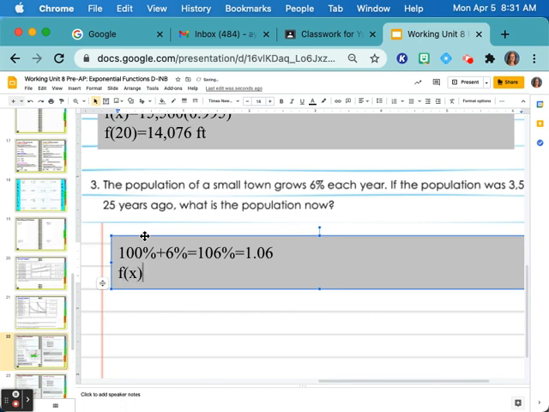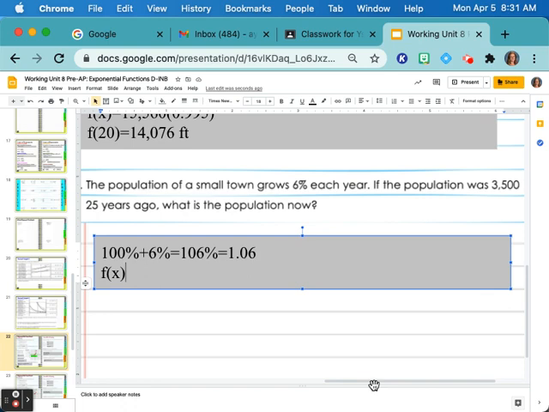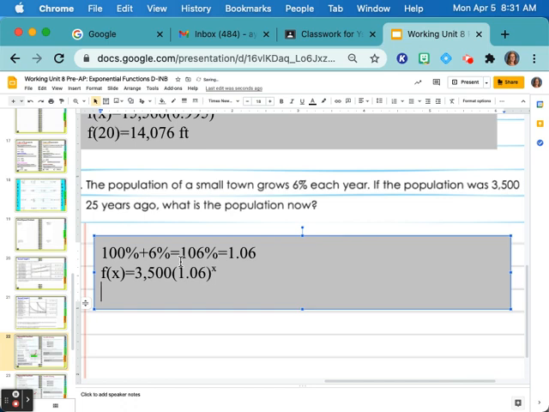And then my function is going to be what it starts with. If the population was 3,500, and then what is the population now? So it's going to grow by 1.06 raised to the x. And we need to find the population now, so we do f of 25.